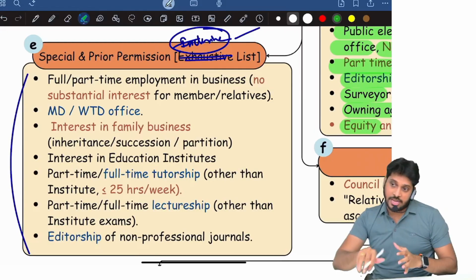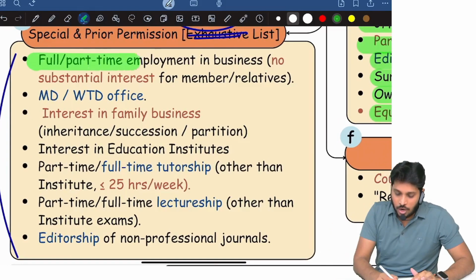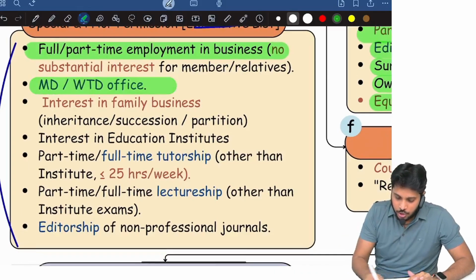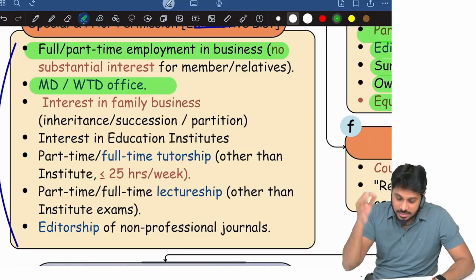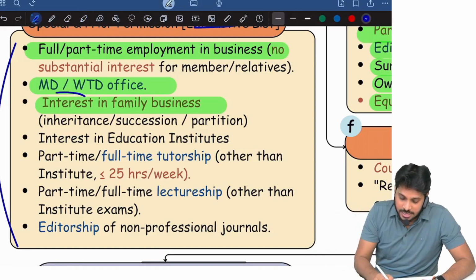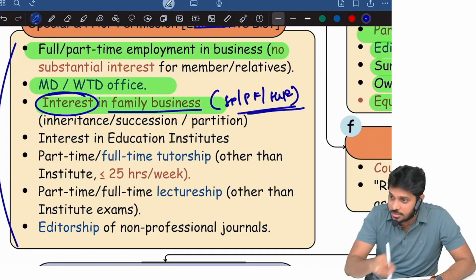Not only this, if any other activity you want to perform, that also requires special permission. Like if you want to be in employment in a business concern, you require permission. If you want to become a whole-time director or managing director, you have to obtain permission. You want to have an interest in a family business. Interest means what? Interest in family businesses like sole proprietary concerns, partnership firms or HUFs. In these three cases this is required.